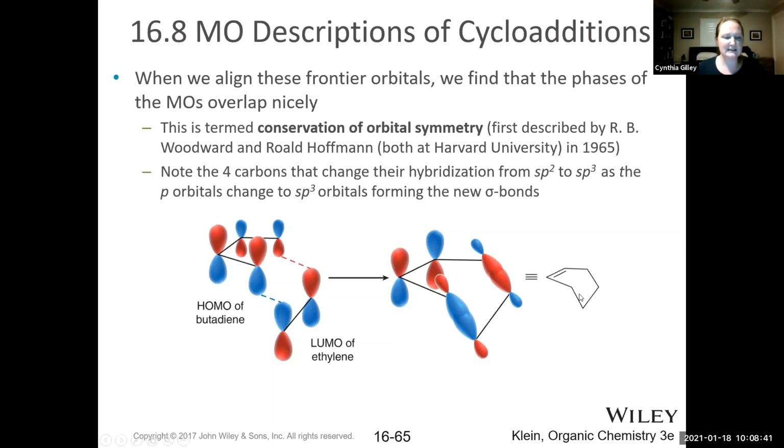So notice that this is happening because all four of these carbons are changing from sp2 to sp3. sp2 hybridized carbons have an unhybridized p orbital, but sp3 hybridized carbons do not. They have 4 hybridized orbitals, all of which are sp3. So there is no p orbital anymore. Those have changed to hybridized orbitals, specifically sp3 hybridized orbitals.